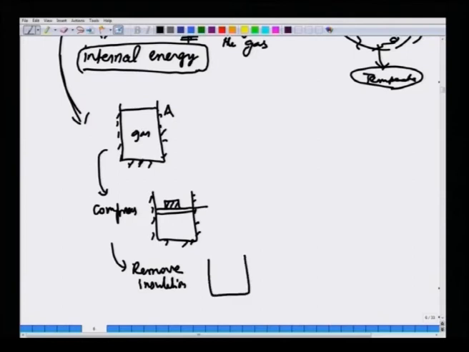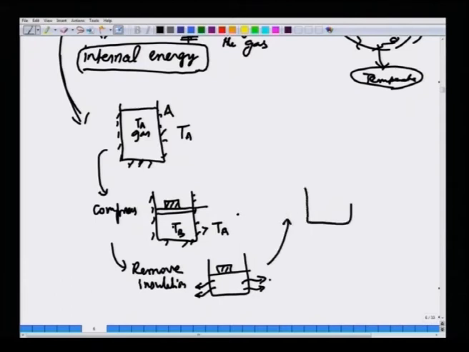So, what will happen if you remove the insulation, since the gas in the piston cylinder assembly has a higher temperature than the surroundings? Initially let us say the gas has temperature T a, same as the ambient outside, but T b is greater than T a. So, once you remove the insulation, then since the gas is at a higher temperature than the outside, energy will flow from inside the gas to outside.